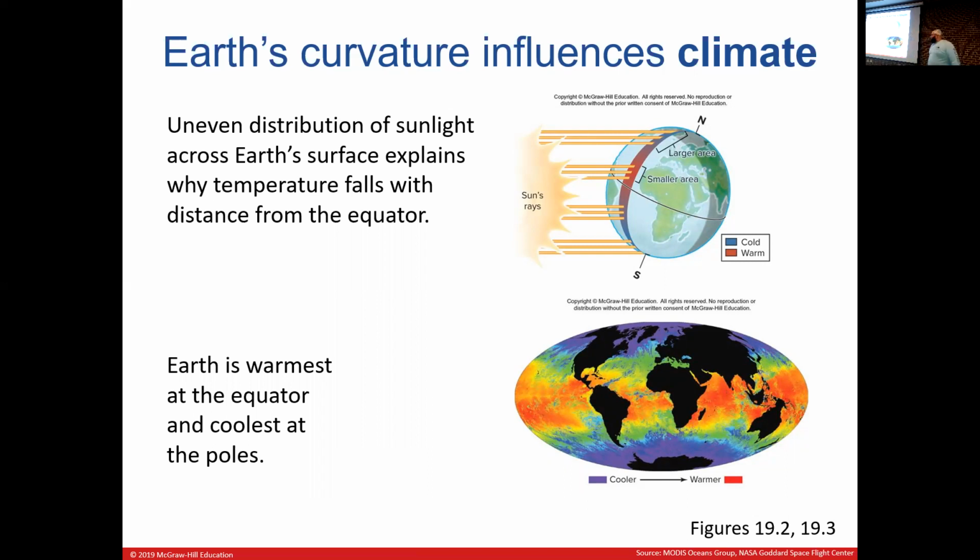Ultimately, Earth is warmest at the equator and coolest at the poles. So I'm sure, as you've noticed, as you go farther south in Florida and towards the Caribbean, it stays warmer, it stays more humid. That's all just part of being near the equator.